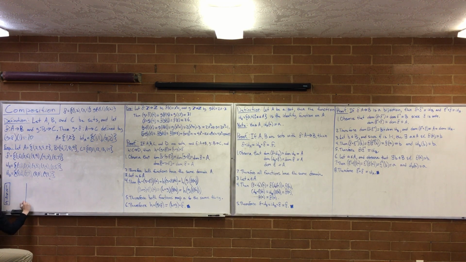And then over here we have 6 through 9, and it mapped 1 goes to 6, 2 goes to 6, 3 goes to 9, 4 goes to 7, 5 goes to 7. This is F, right? Now let's do F composed with the identity on A.